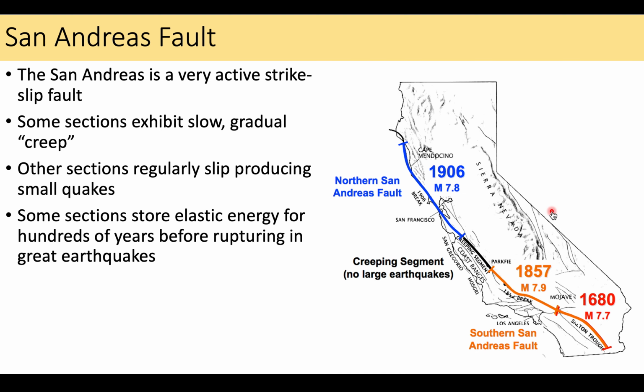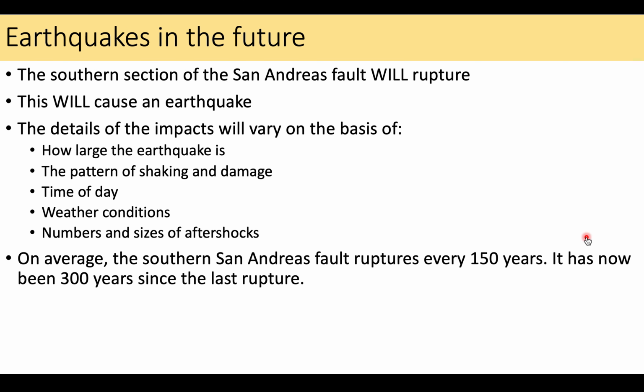There are some sections of the San Andreas that are creeping, so we really wouldn't expect large earthquakes. Where we are, we would. These are regular slip-producing small earthquakes. But we have not had a rupture in almost 300 years, over 300 years, whereas statistically, there would be a rupture every 150 years. So when people say we are overdue, that's just because statistically, on average, the San Andreas ruptures every 150 years. And now it's been about 300 years since the last rupture.